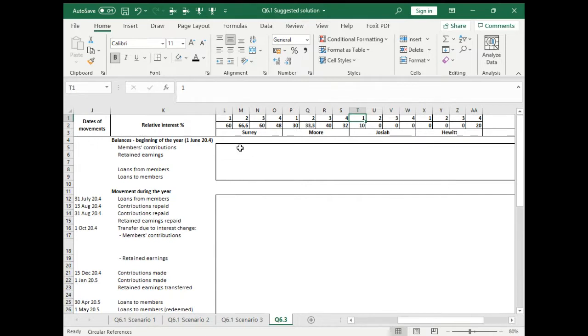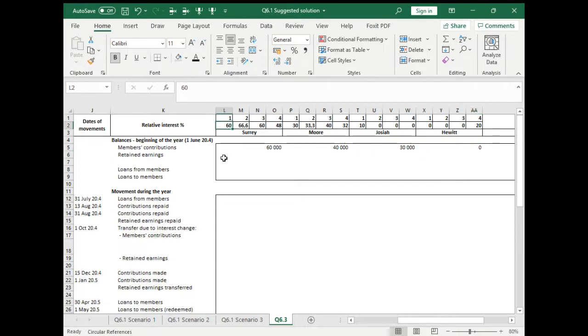Okay, so let's start with the members' contributions. Now, in the information, they have given you what the members' contribution is. So we know it was, based on the question, Surrey had 60,000, which was the vehicles. Moore had 40,000, which was cash, and Joshua had 30,000, which related to services, and UED had nothing. So UED wasn't part of the entity at that stage.